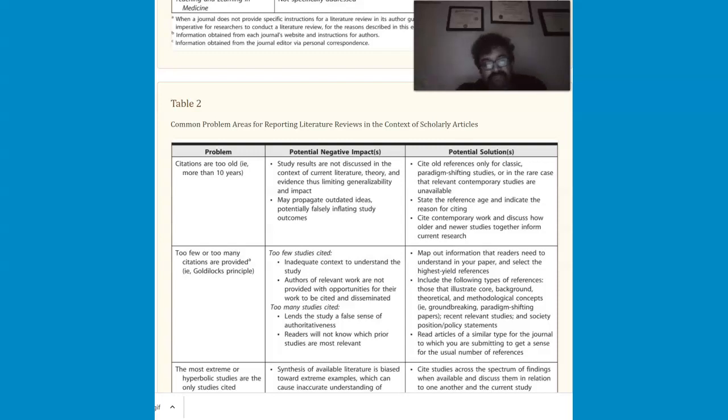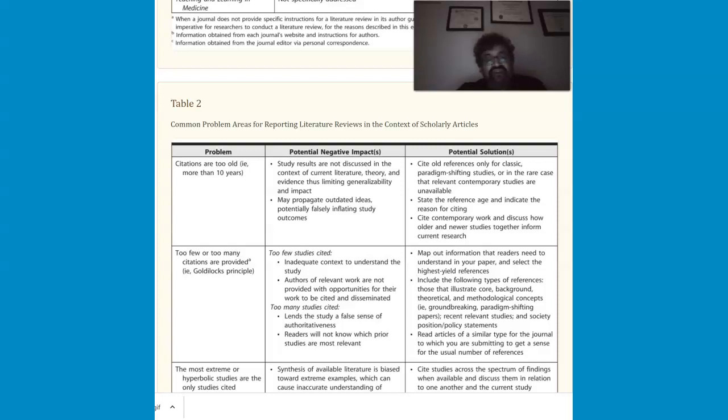So that's one. But looking at common problem areas, citations are too old, and I see this too often, usually in the last 5 years. More than 10 years is a complete no-no. Study results are not discussed in the context of current literature, theory, and evidence, so you can't generalize the impact. If it's, say for instance, this is the year 2022, which as of this recording it is, and you're looking at a paper from the 80s, and I've seen this before. The same theories don't apply anymore. Many things have changed, realities have changed.